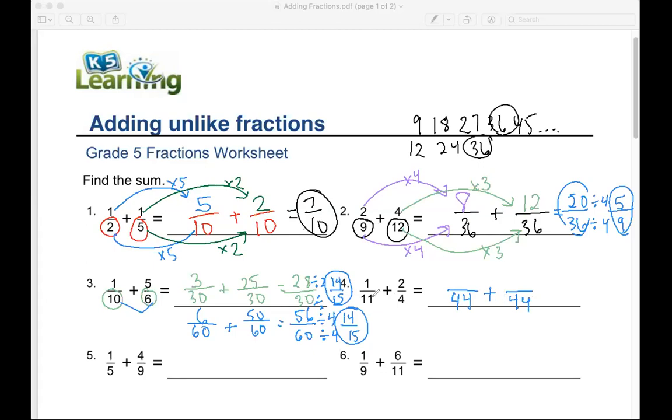What factor, Esther, would I need to get from 11 to 44? What factor would I need to apply to this fraction? 4. Got it. So 1 times 4 is 4. So notice how I eliminated all those extra arrows and all that crazy business now that we know what we're doing. All right, someone else. What factor do I need to apply to this fraction in order to make it look like 44ths?